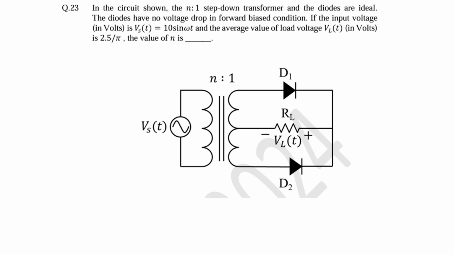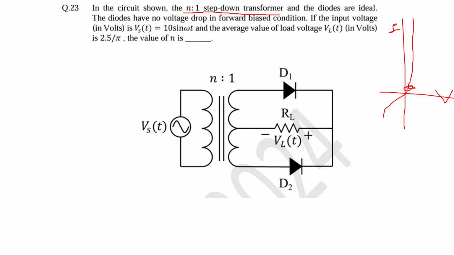This is a question related to the transformer. So in a circuit, the transformer is N to one step down transformer and the diodes are ideal. Diodes are ideal means what? It will have the cut-in voltage almost zero and immediately it will have a very high amount of current, and the reverse current will be almost zero, right? So this is the current axis and the voltage axis. The diodes have no voltage drop in forward biased condition, so here cut-in voltage is almost zero.